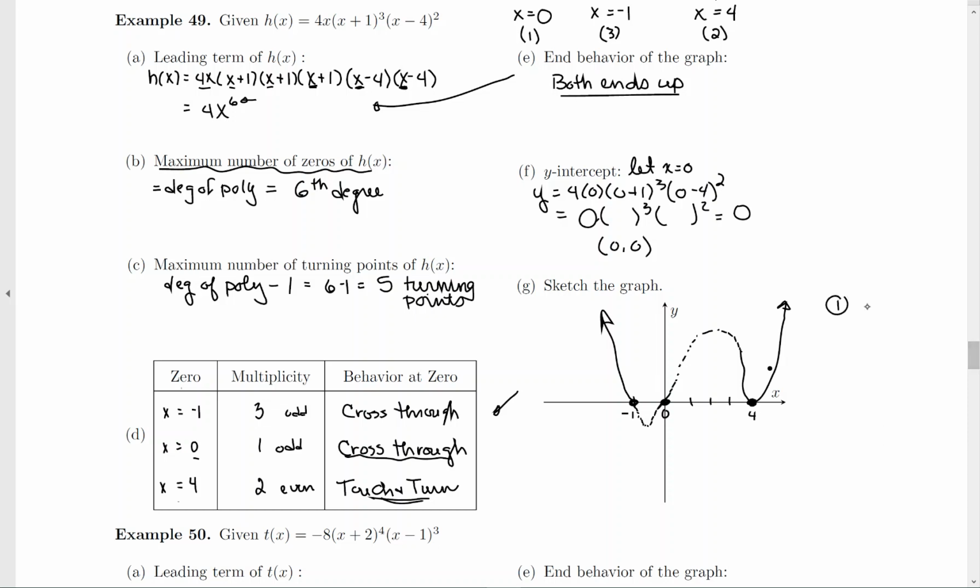So first, find the intercepts, plot those. Next, end behavior. And then the third is the behavior at the 0, or at your x-intercepts.